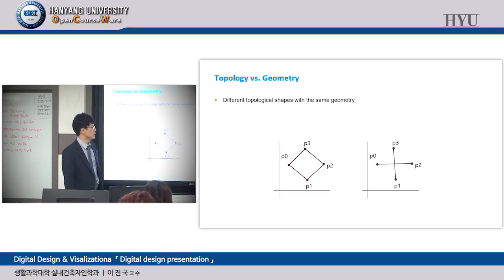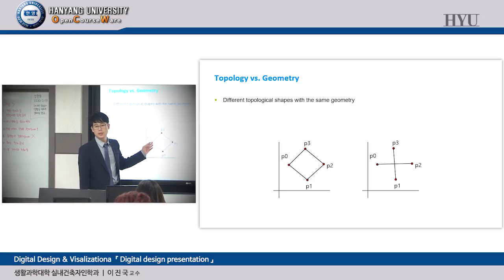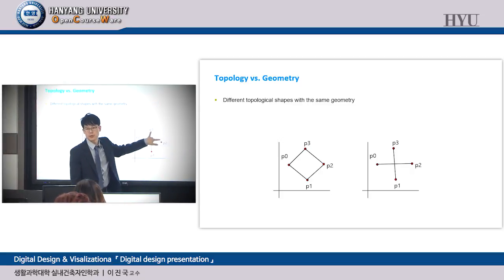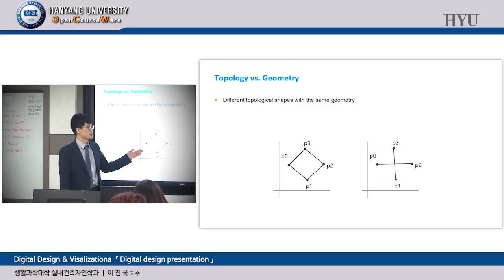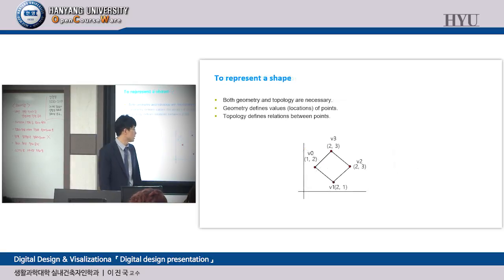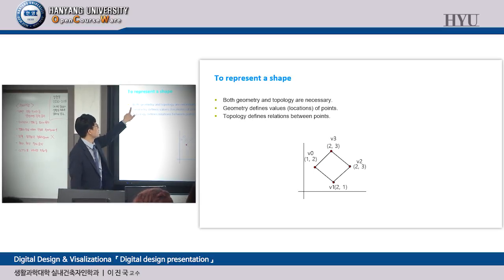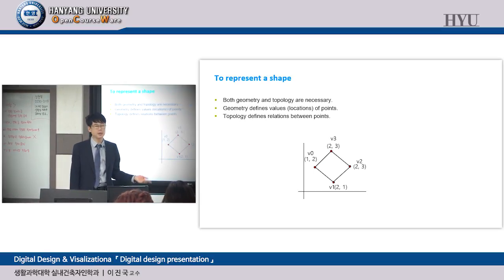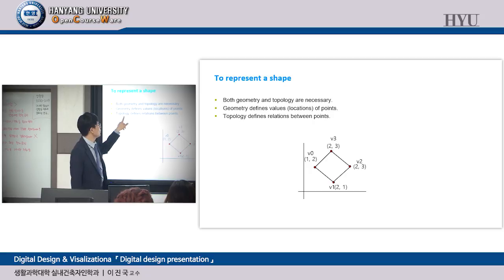How about this one? Same geometry in terms of the location of the points, okay? 4 points in the same location, but different relations. In other words, different topology makes a totally different output. Take a look, rectangle shape and the cross. So what do we need? Geometry and topology. Both geometry and topology are necessary, okay? Geometry defines values of points, location of points. Topology defines relations between points.